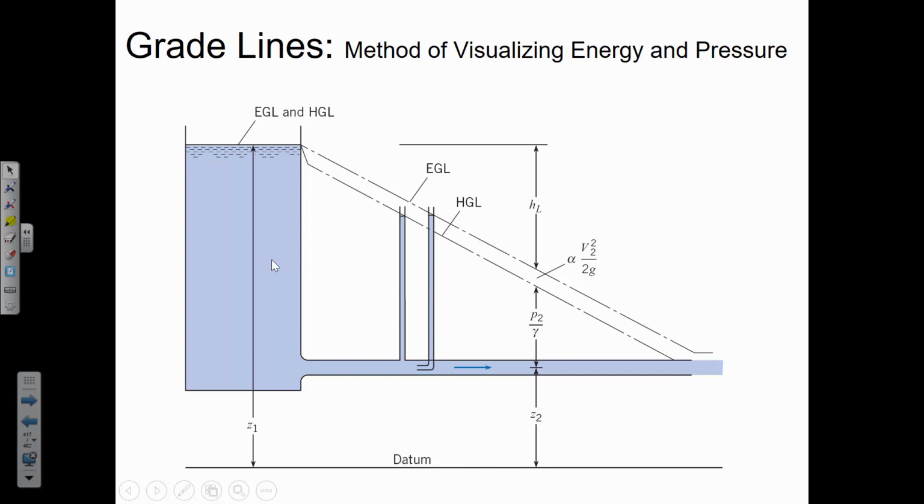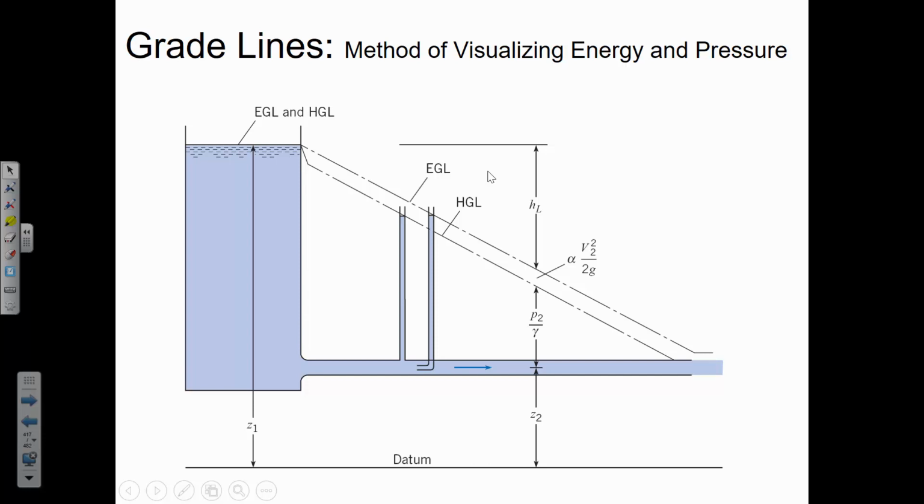Okay, this next subject is what we're going to be spending the bulk of our remaining time in class today to discuss. And it's the idea of grade lines. This is a visual representation of where the energy is in a system. EGL stands for energy grade line. HGL stands for hydraulic grade line. And the difference between the two is that the EGL includes all three terms of the energy equation, whereas the HGL only includes the pressure head and the elevation head.